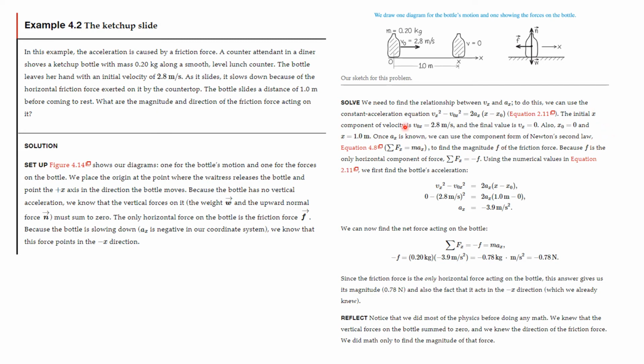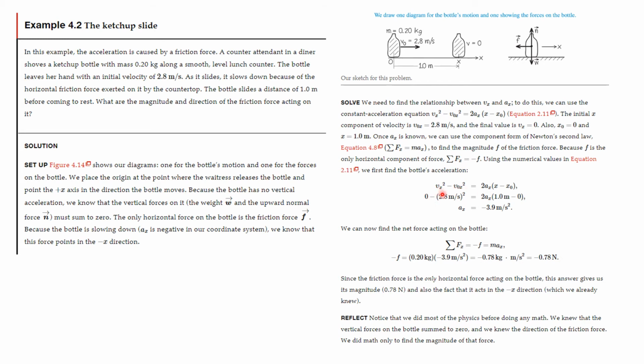So the initial x component of the velocity, v sub 0x, was 2.8 meters per second, and the final v sub x is equal to 0 because it stops. Also, because of our coordinate system, x0 is 0 and x is 1.0 meters. So once a is known, we can use the component form of Newton's second law to find the magnitude F of the frictional force, because F is the only horizontal component of the force. So the summation of these is going to be minus F. Okay, so let's work to find the acceleration. So we start with this equation, and the only thing we don't know is the acceleration.